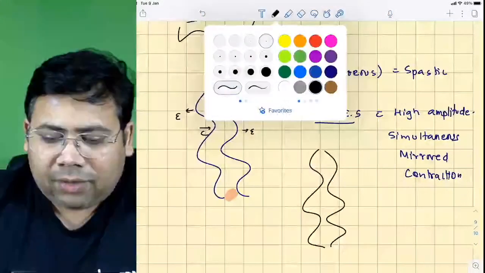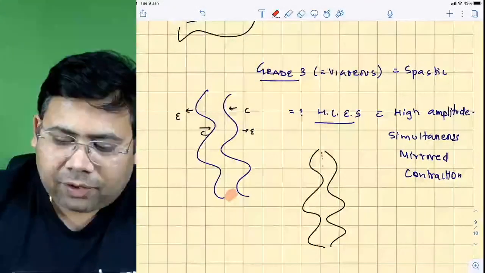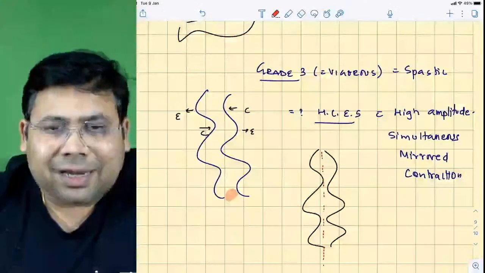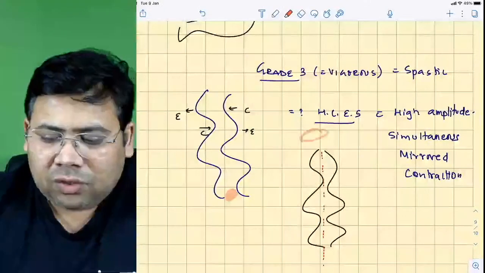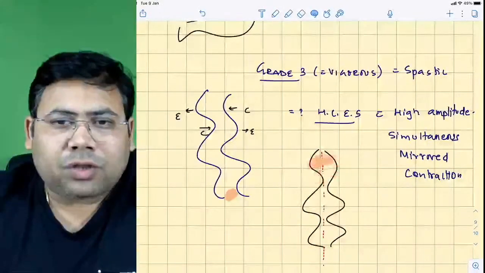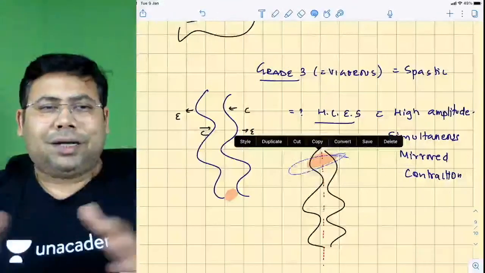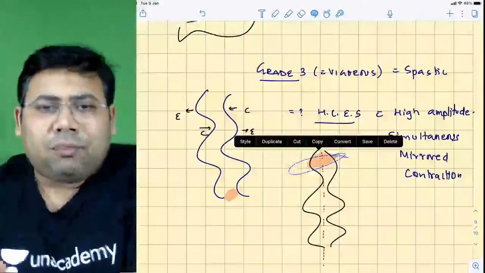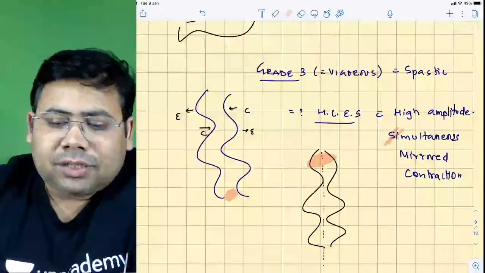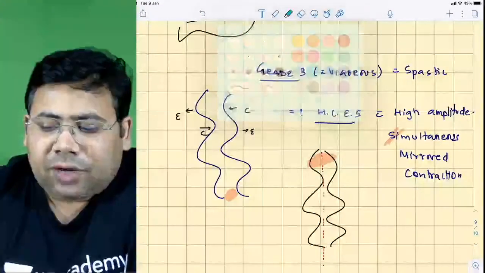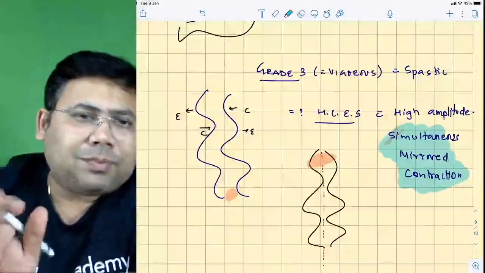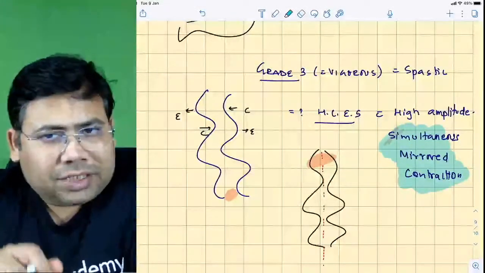Now, if I draw a line in between, can you see both the walls are exactly mirror images, yes or no? So let me draw a bolus of food. How will this bolus of food cross down? Because either it is contracting or it is relaxing on both the walls. That is why the fault is not only with the contraction, the fault is with the pattern of contraction also. Simultaneous mirrored contractions are always pathological and non-progressive.